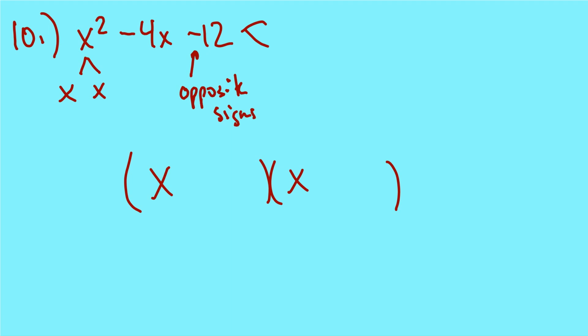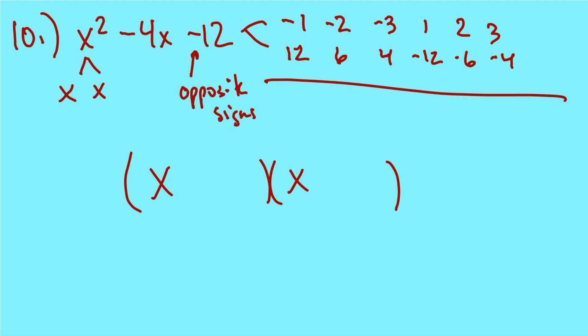That means I better have plus and minus or minus and plus. I'm going to write minus 1 and 12, minus 2 and 6, minus 3 and 4. You can, if you really wanted to, write out 1 and negative 12, 2 and negative 6, or 3 and negative 4, and have all the options.